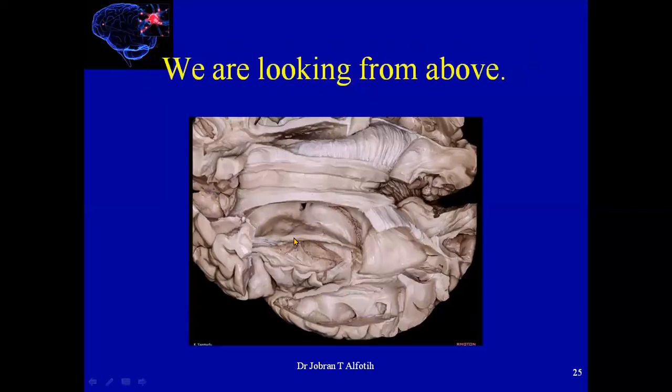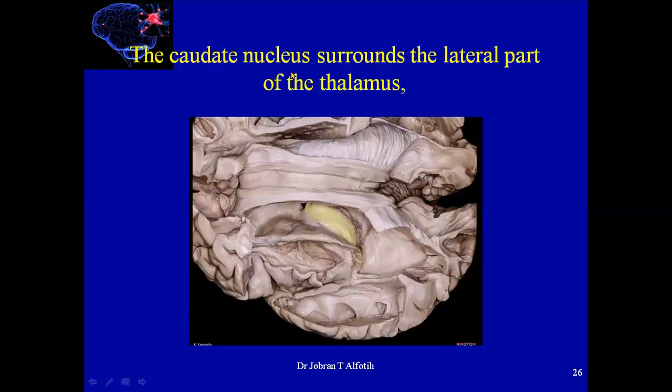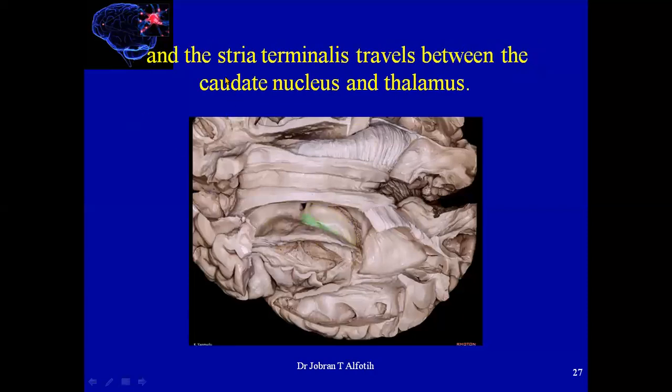We see the caudate nucleus here as the lateral part of this ventricular system. And here is the corpus callosum, and here is the cingulum, and these fibers come from the corpus callosum. The caudate nucleus is surrounding the lateral part of the thalamus. This is the thalamus here, and this is the caudate nucleus wrapping around the lateral part of the thalamus. There is the stria terminalis, which travels between the thalamus and the caudate nucleus.